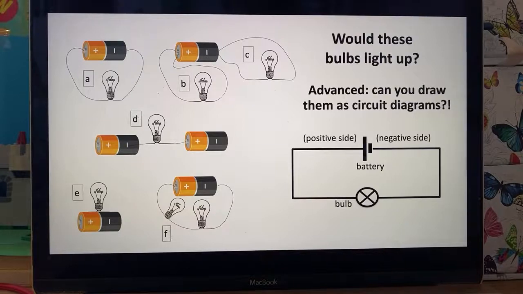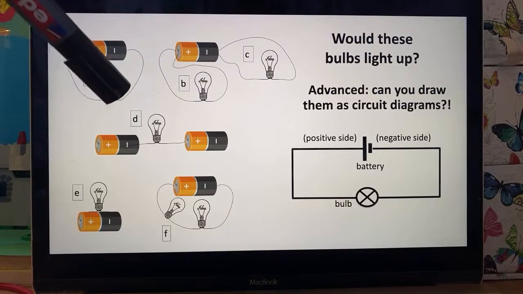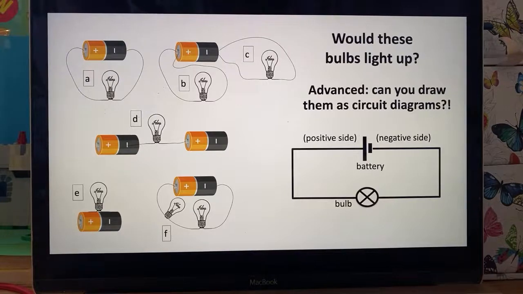I just want you to tell me, would these bulbs light up? Situation A is a battery with a wire going from the positive end of the battery through the bulb and then joined up to the negative end of the battery. Then we've got a battery with a wire coming from the positive end and back to the positive end with a lamp in the middle. And the same but on the negative side.